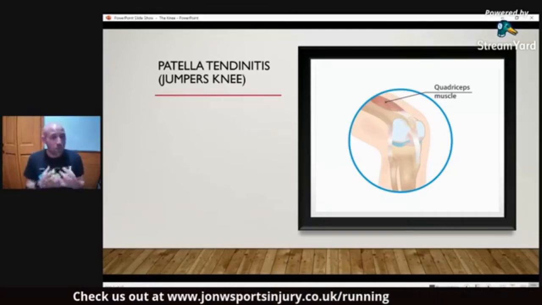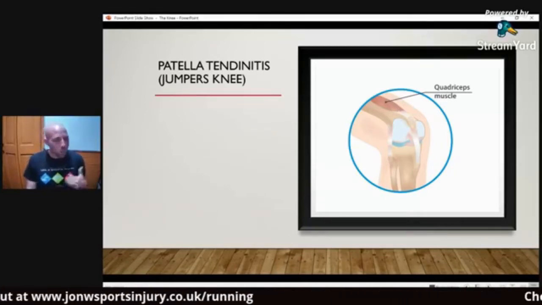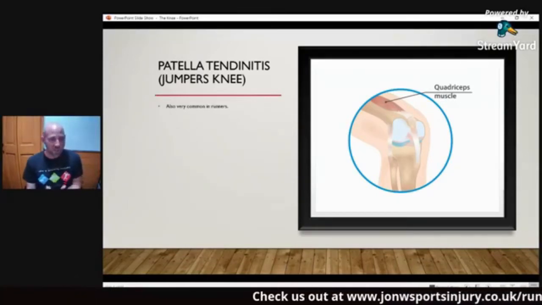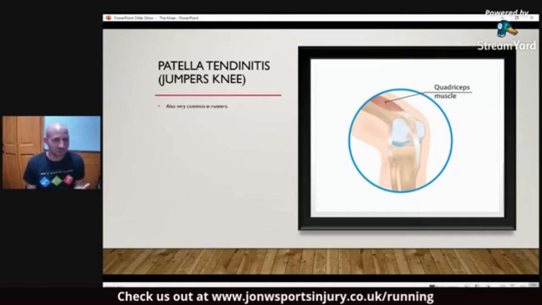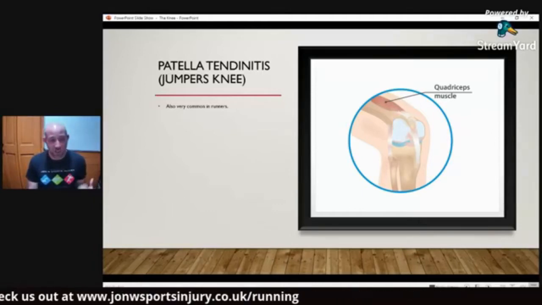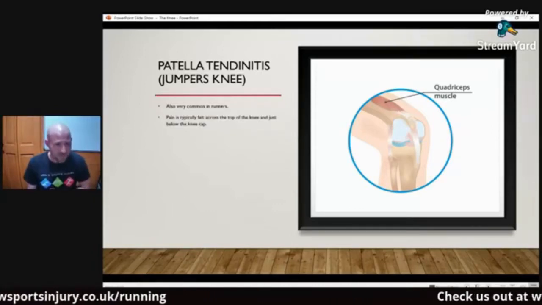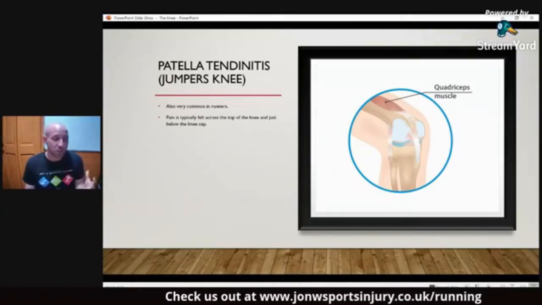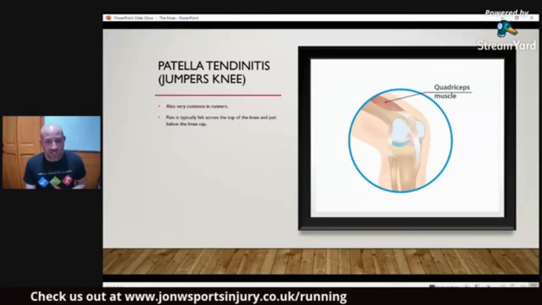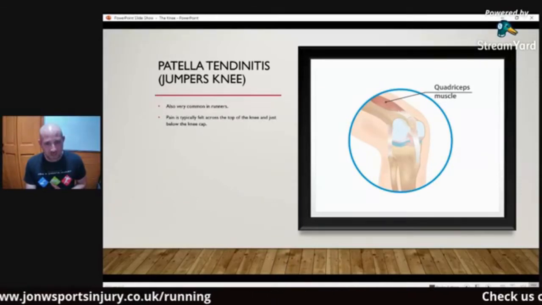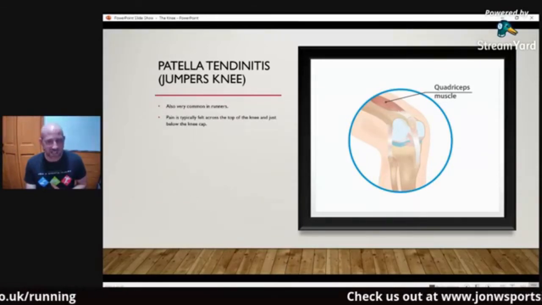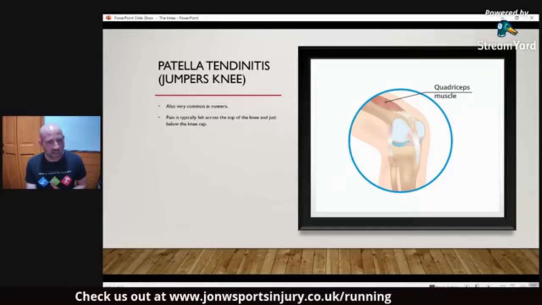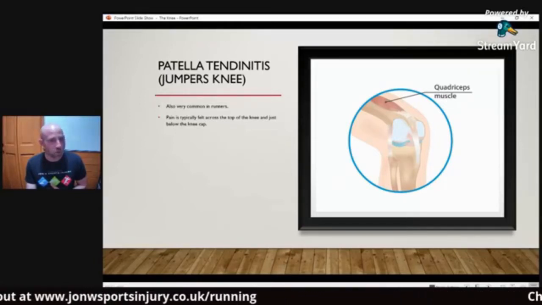Now, when we're running, we use those quad muscles a lot. So what can tend to happen is if we get any dysfunction in those quad muscles, it can become very problematic or very sore for us. So it's a very common condition in running as a result. Now, pain is typically felt either below the kneecap or at the top of the kneecap. So again, you can see that the tendon starts here above the kneecap and it runs across and attaches into here. So typically people might say to me that they get pain running across the top of their kneecap or just below the kneecap or just above it.